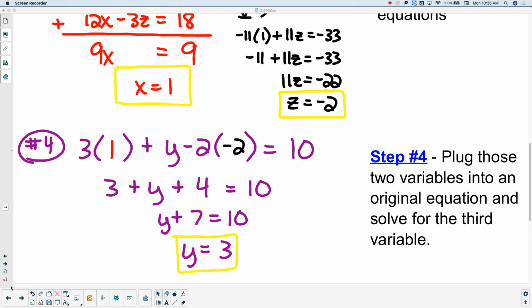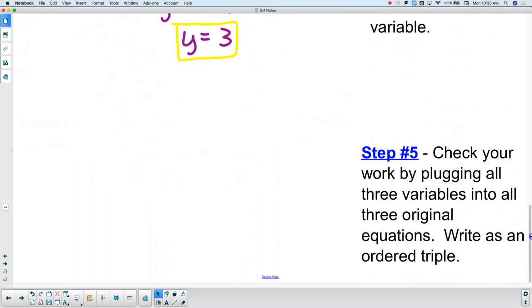Okay? So now what we have to do is our last step. Step number 5 says we got to check our work because we just did a lot of work. And it would suck if we did something wrong. We missed a negative sign somewhere along the way, right? Well, we can check it.